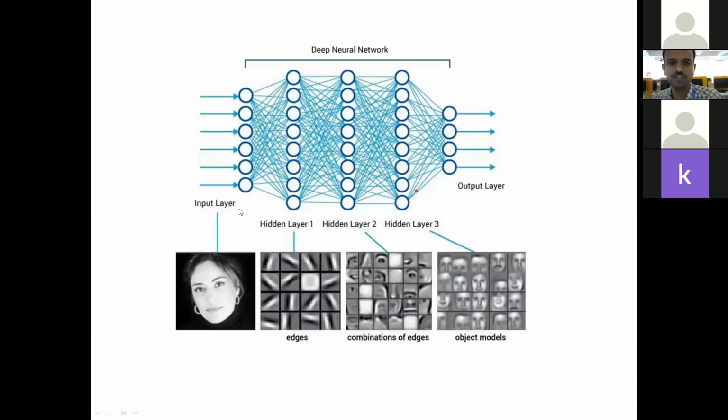How an input is considered and how many hidden layers will be available. You will have interconnected layers, so edges will be there. After pre-processing you will get these edges, and a combination of edges will be here, and object models will be here. So in the final output, you will be identifying this image. This is how a deep neural network actually works.